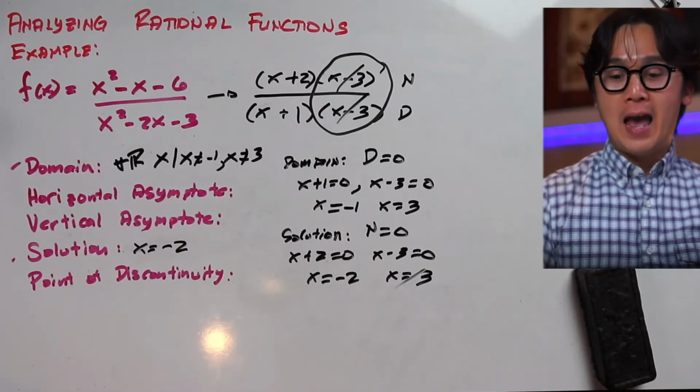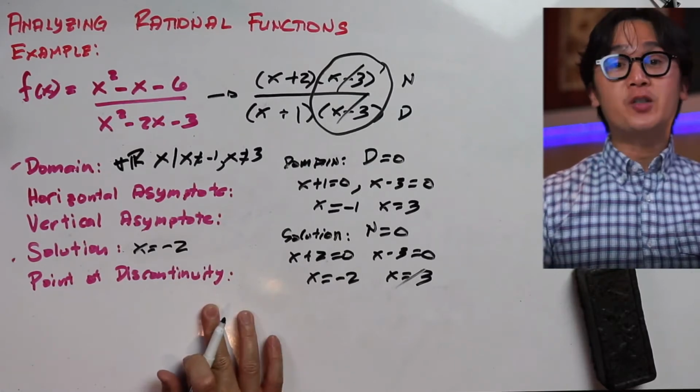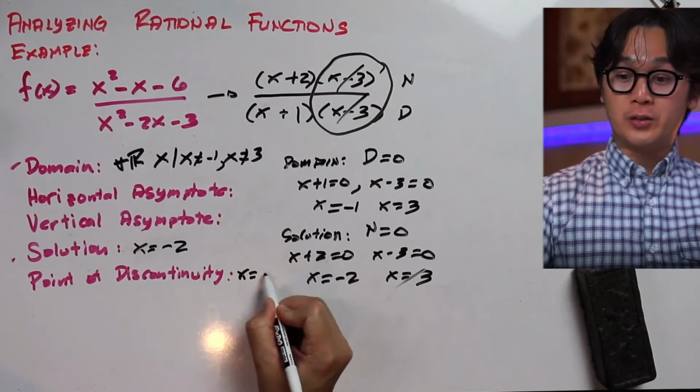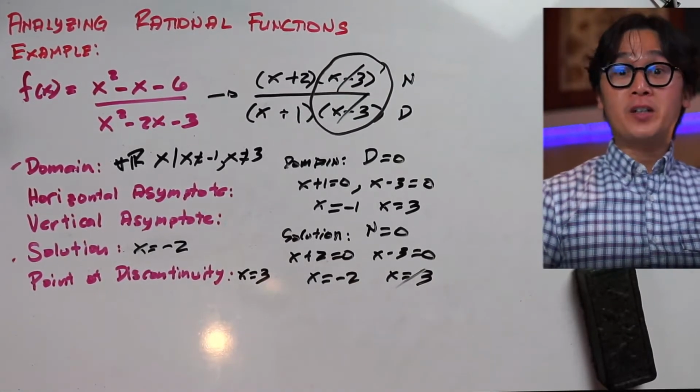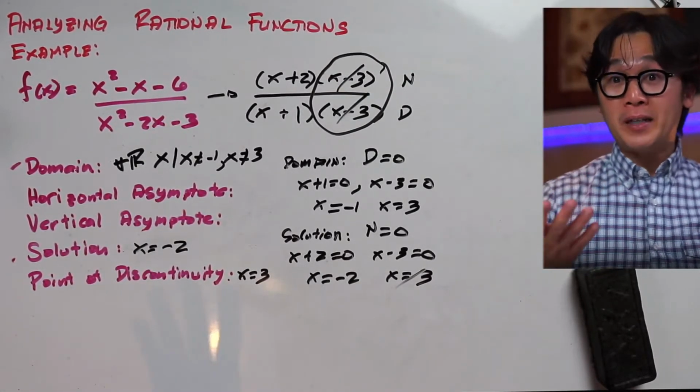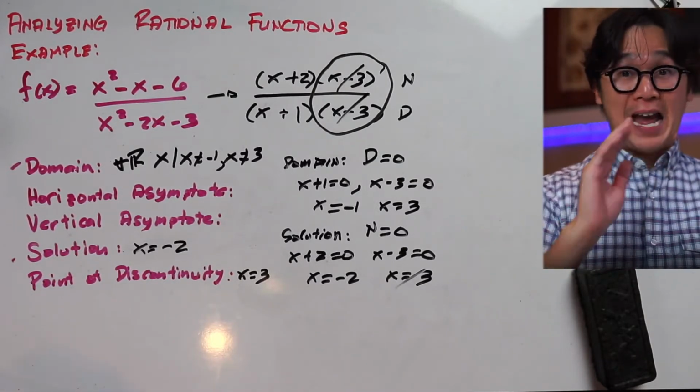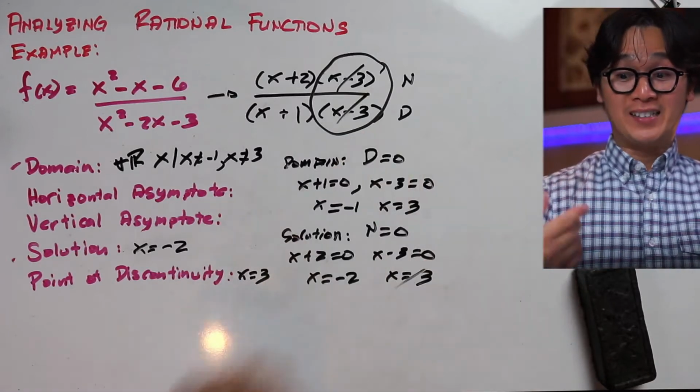That will be our point of discontinuity. So if we set it to 0, x minus 3 is equal to 0, so x is equal to 3. So the point of discontinuity of our function, which means our function will not exist. It cannot be an asymptote nor a solution at x is equal to 3.